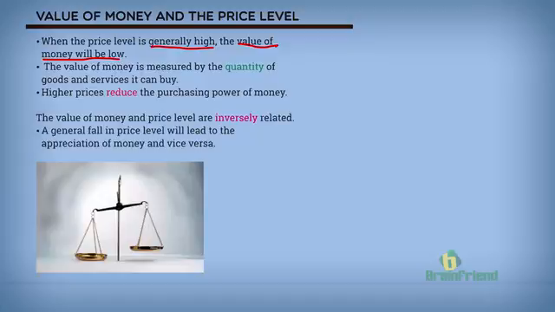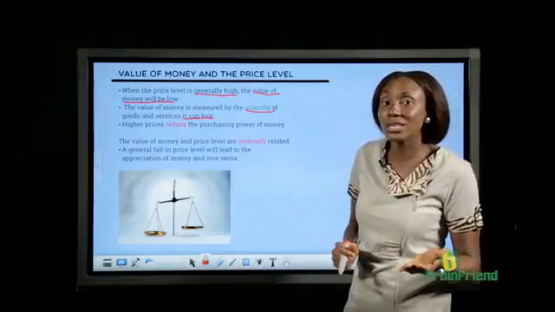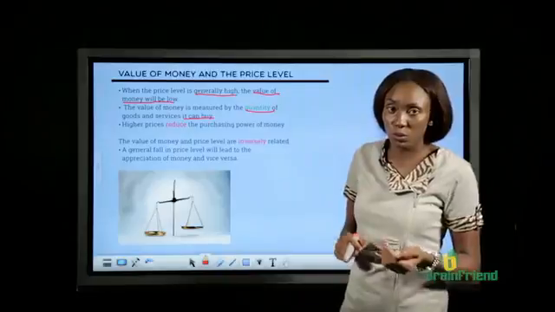That is, when the prices of goods and services are on the high side, it will affect what? The value of money. That is to say that money won't be able to buy much. You cannot do much with money. Here, let's take a look at it again. Say the value of money is measured by the quantity of goods and services it can buy. If money cannot buy much, you will say that its value is low.